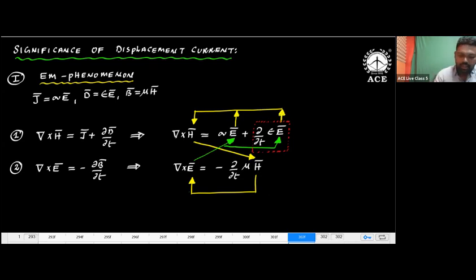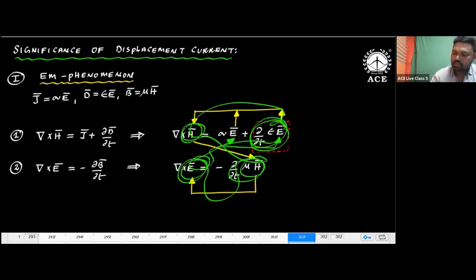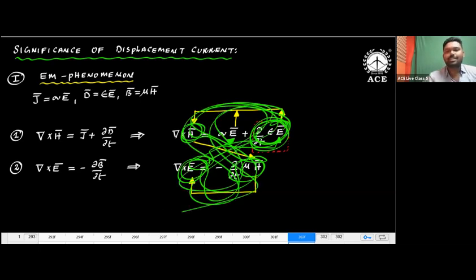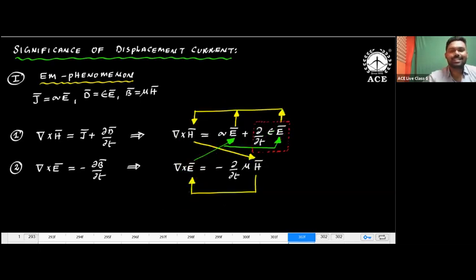So the time varying electric field, let me put it like this. Time varying electric field is giving magnetic field. Time varying magnetic field is giving electric field. Electric field is giving magnetic field and so on. This is what the EM phenomena is, isn't it?